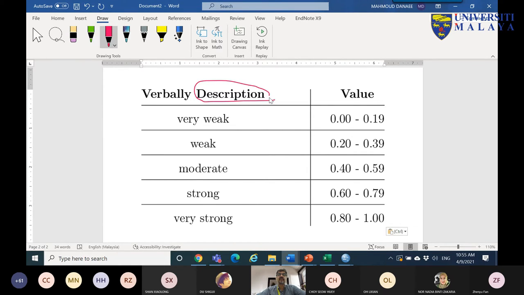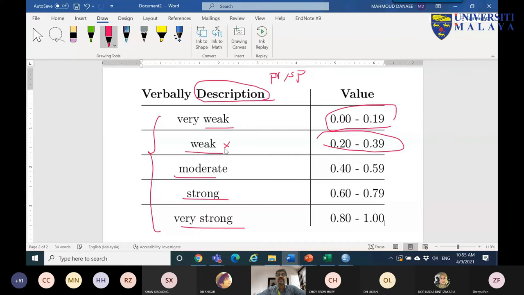So look here. When you want to describe the Pearson or Spearman correlation coefficient, besides the explanation about the direction of the relationship, the strength of the relationship can be classified as very weak, weak, moderate, strong, and very strong. If the R is below 0.2, we call it very weak. Between 0.2 and 0.4, we call it weak. 0.4 to 0.6, moderate. 0.6 to 0.8, strong. And above 0.8, we call it very strong relationship.